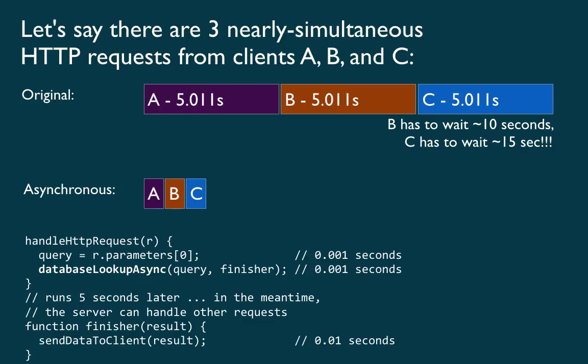Okay, so now 5 seconds later, this line means 5 seconds. 5 seconds later, the database is done, and the finisher for A runs, and now A finishes and sends the data back to the client. Okay, that's great. So A took 5.01 seconds to run, which is what we expected even in the original case. But here's where the advantage comes in. 5 seconds after B dispatches, the database returns for B, and now B can run and finish and send the data to the client. And then 5 seconds later, C can run.